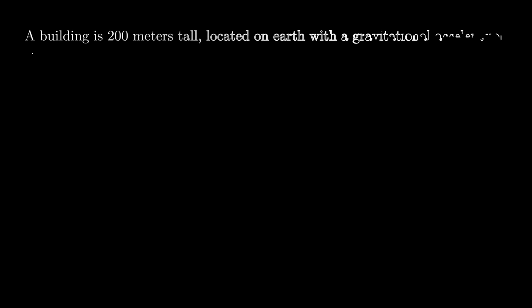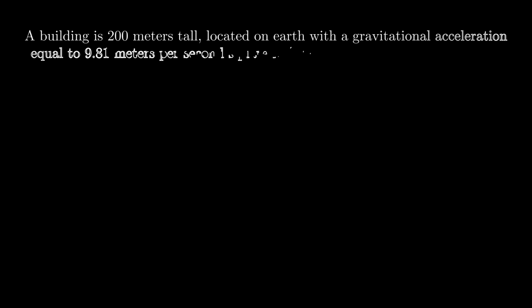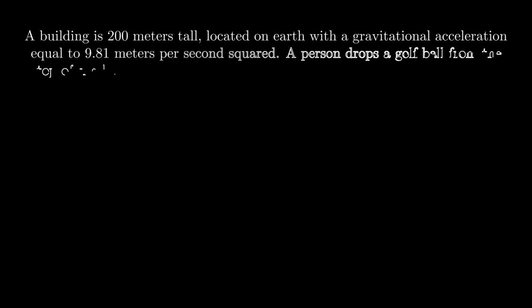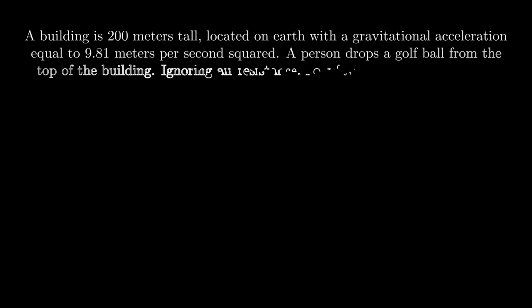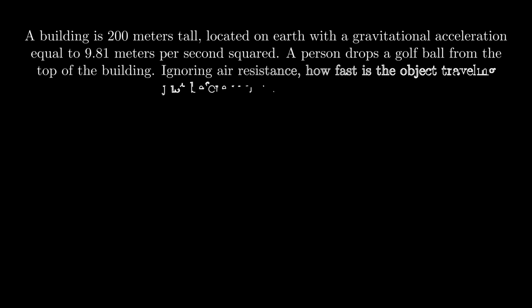This first example will be very simple. More complicated ones will come, but we need to start somewhere. We will be dealing with an object falling from the top of a building. A building is 200 meters tall, located on Earth with a gravitational acceleration equal to 9.81 meters per second squared. A person drops a golf ball from the top of the building. Ignoring air resistance, how fast is the object traveling just before it impacts the ground? All the information we need to solve the problem is here, but where should we start?